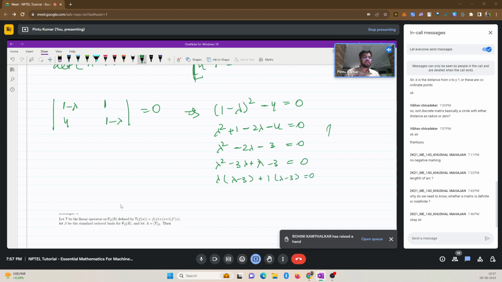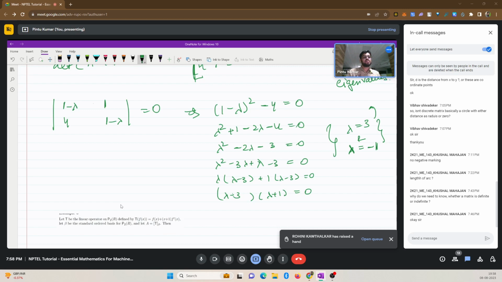So what are the values of lambda that I obtain? Lambda is equal to 3 and lambda is equal to minus 1. You can just take this thing common over here. So using this quadratic equation, we obtain two values of lambda, that is lambda is equal to 3 and lambda is equal to minus 1, and these are my eigenvalues.